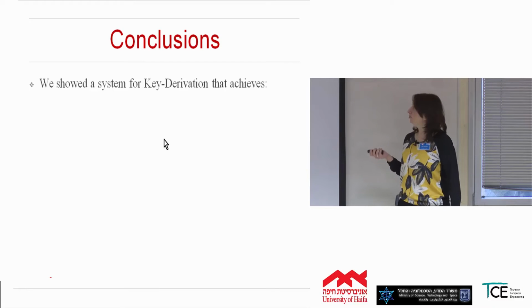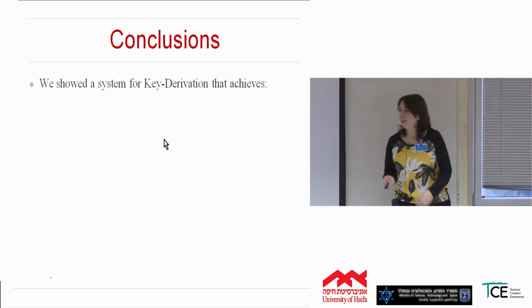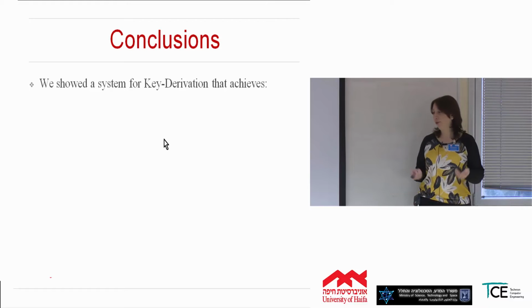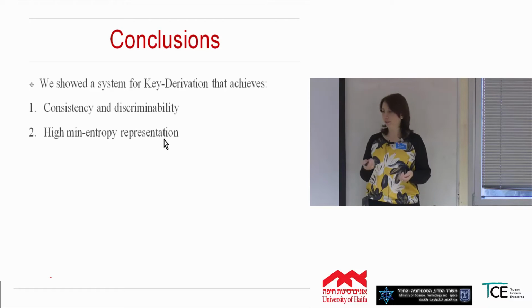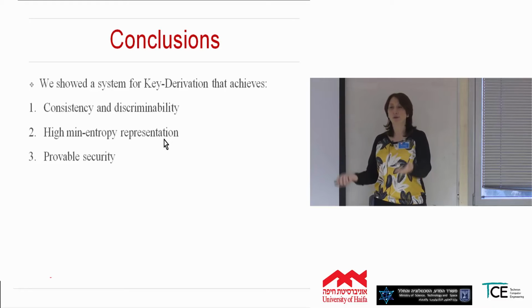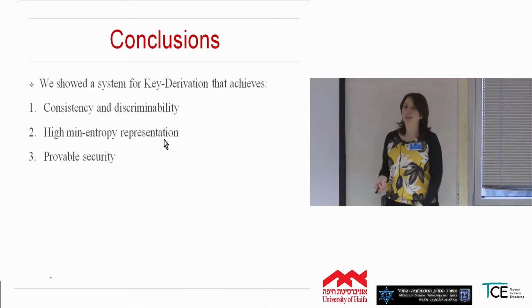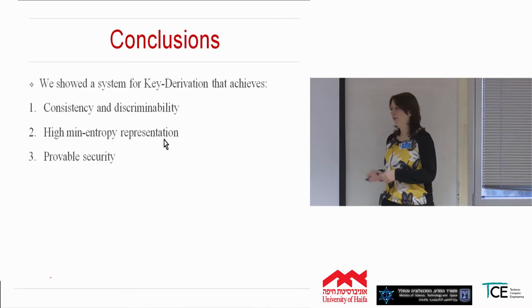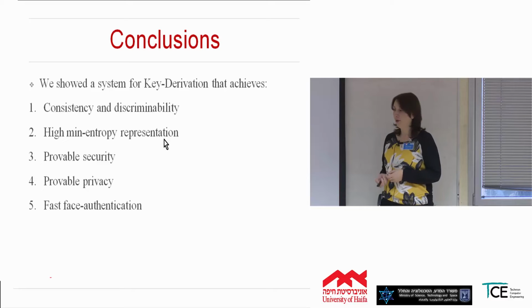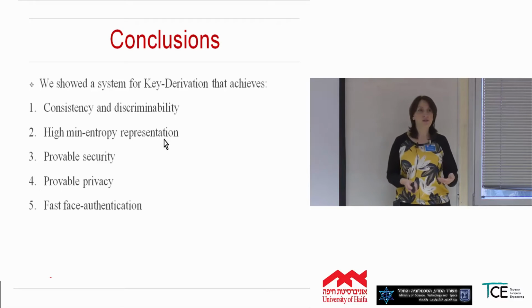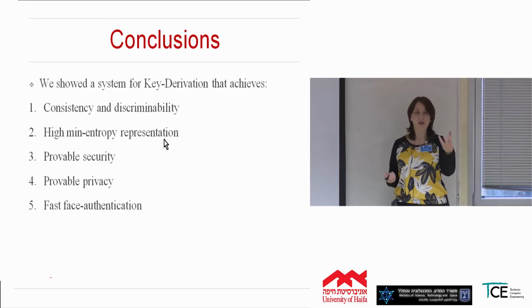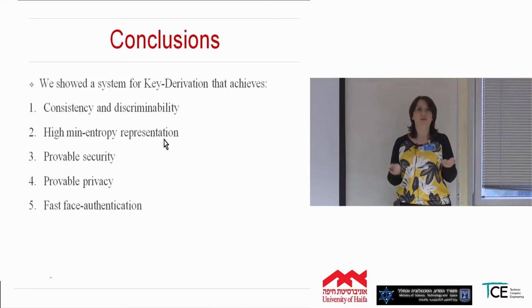That's it. What have we shown? We showed a key derivation method that achieves good consistency, discriminability, and high entropy representation. We showed that it satisfies all the requirements that we wanted about security and about privacy. And in addition to that, our algorithm for identification is very, very fast. We just take an image, extract features, project it on a matrix, which is a really fast thing to do, and we get the result.